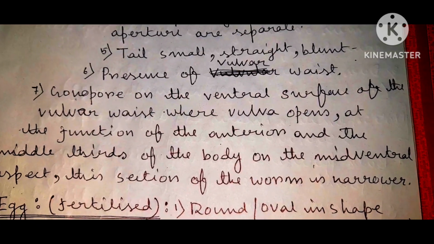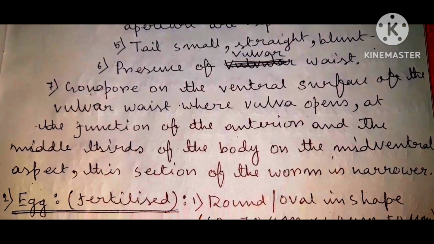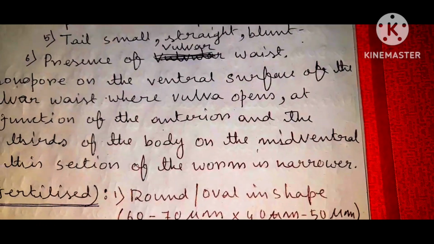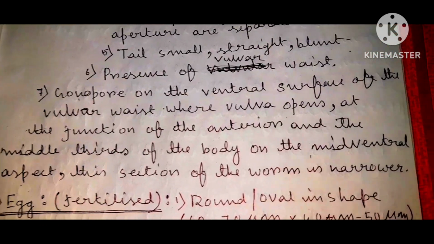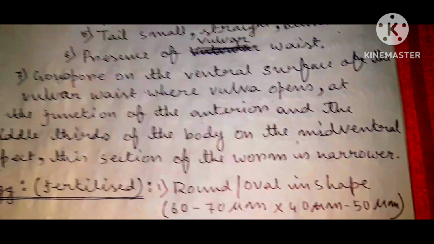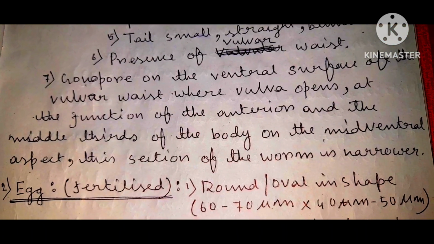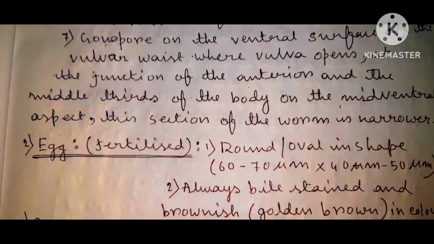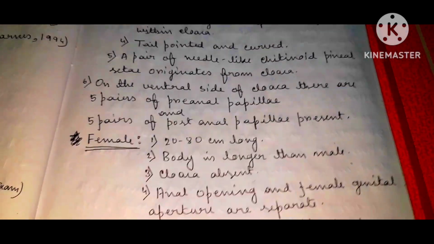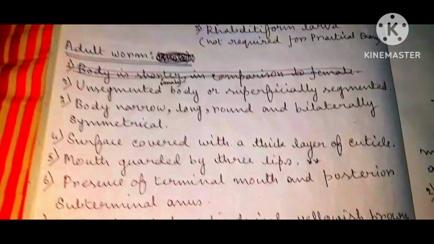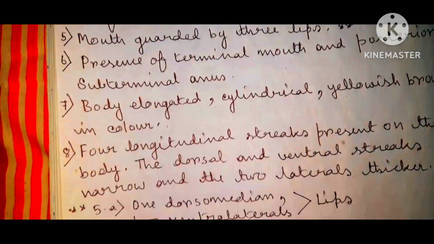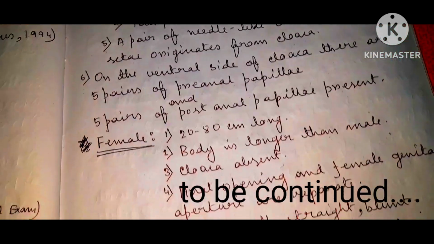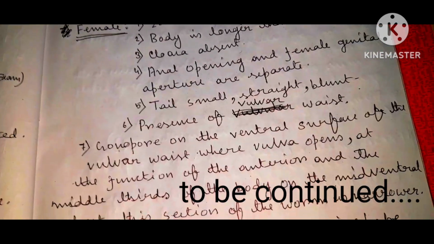Gonopore on the ventral surface of the valvar waist where vulva opens, at the junction of the anterior and the middle thirds of the body on the mid-ventral aspect. This section of worm is narrower. So, this is all about adult worm characters and male and female characters of Ascaris lumbricoides.